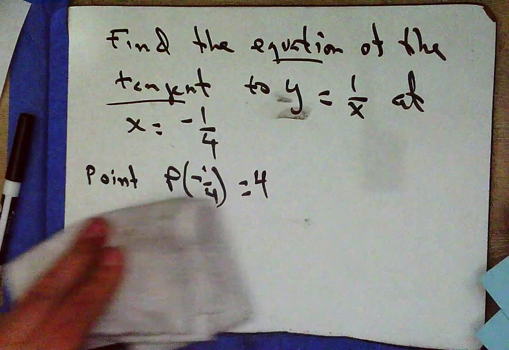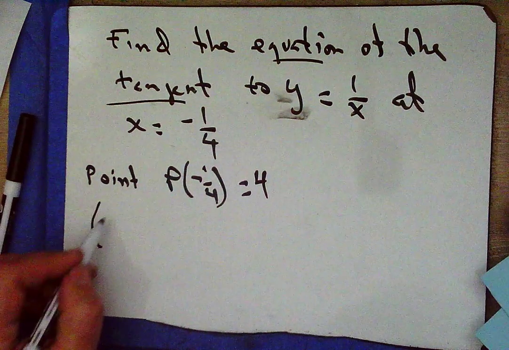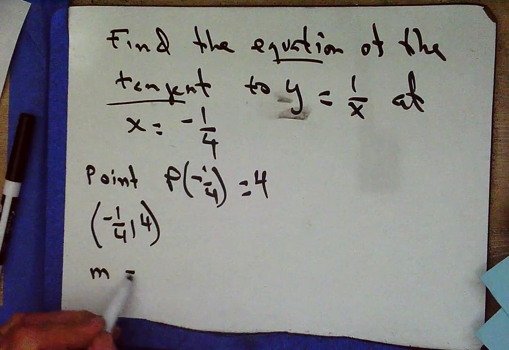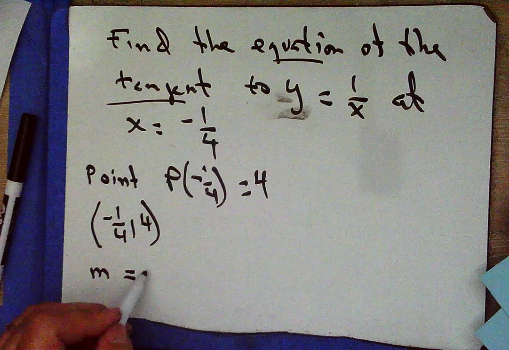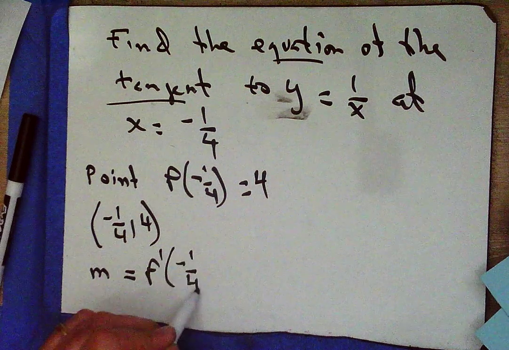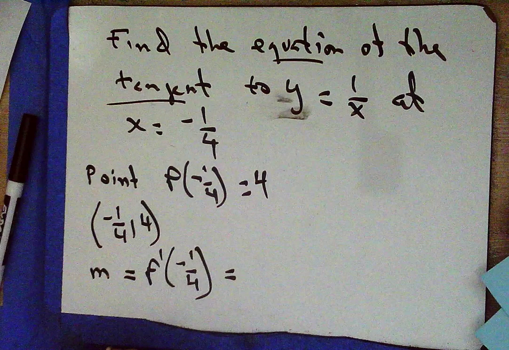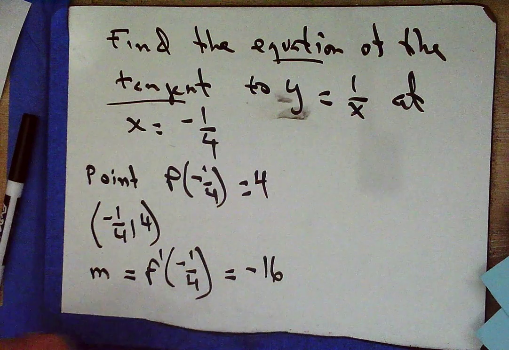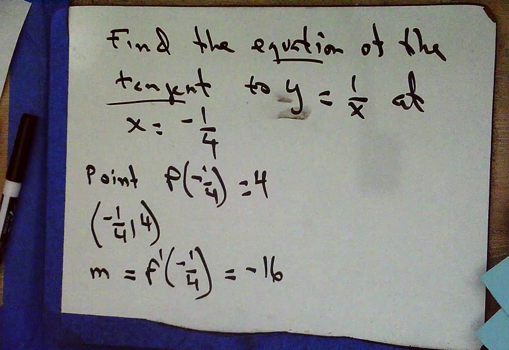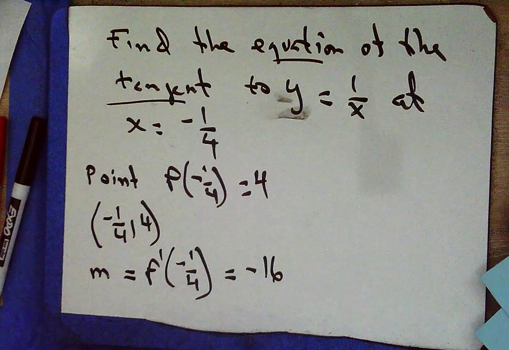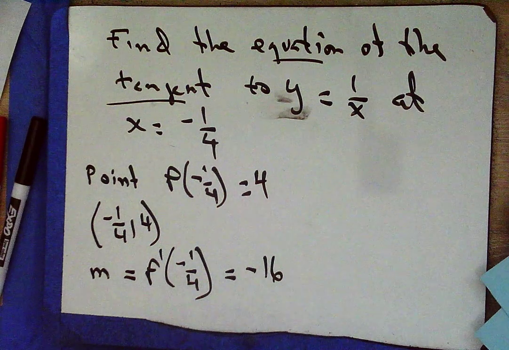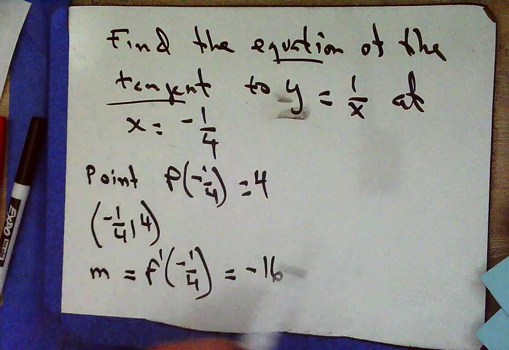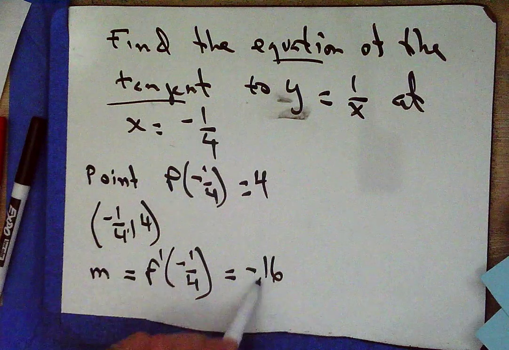What else do I need in order to write the equation of the line? I have an ordered pair, I have a point, but I also need a slope. Well, in our class, we're going to say, I need f prime of negative 1/4. Well, we know that f prime of negative 1/4 is negative 16. We've done it 3 different ways now. In fact, I think we did it 5 different ways because we did it on the calculator 2 ways. Okay, and what am I supposed to do? I'm supposed to write the equation of the tangent line. Well, that's easy enough with a point and a slope.